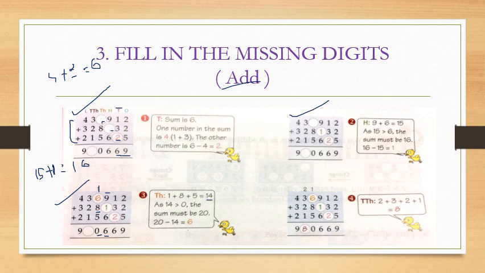So 14 plus which number will give you 0 in the ones place? When you add 6, you will get 20, and in the ones place you will get 0. So you will write 0 here, and 2 will be carried forward again to the next place, as you can see here. Now 2 plus 3, 5 plus 2, 7 plus 1, 8. So here you will write 8.